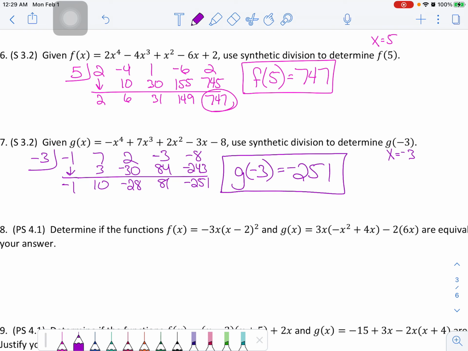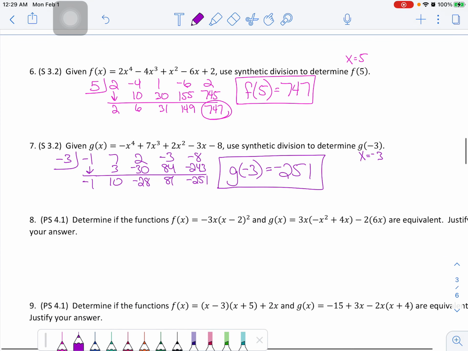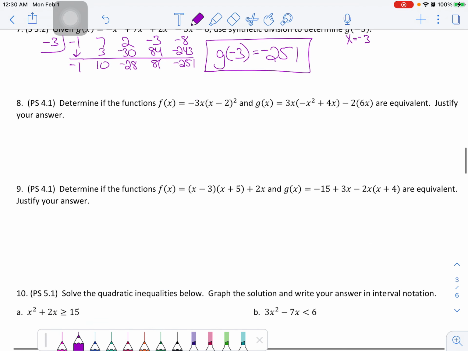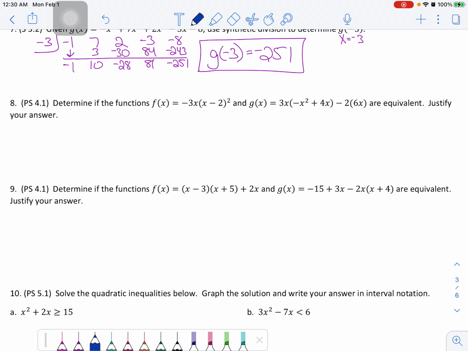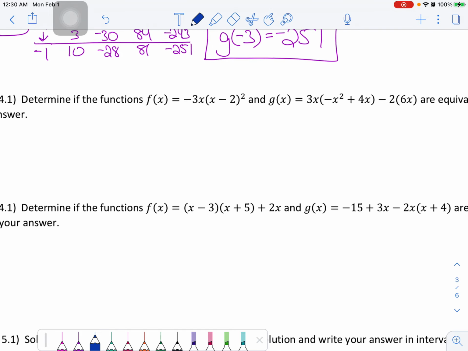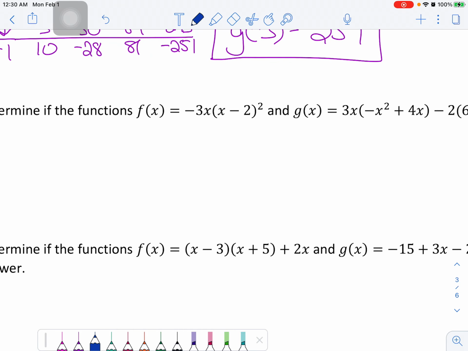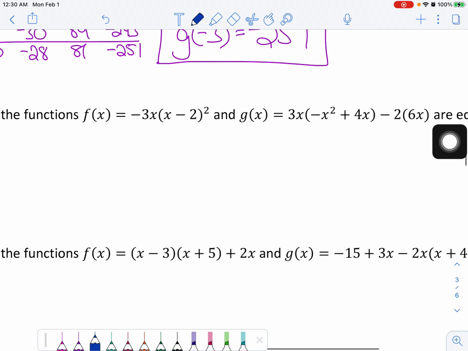I did not. So problem number 6 and problem number 7, because it said to use synthetic division, you have to show me that work, so make sure you do that, okay? Problem number 8, determine if these two functions are equivalent. So this is kind of a review question from first semester. So what I want to do is take f of x, multiply this all out, and I'm going to do the same thing for g of x, multiply this all out, and then compare my functions at the end.